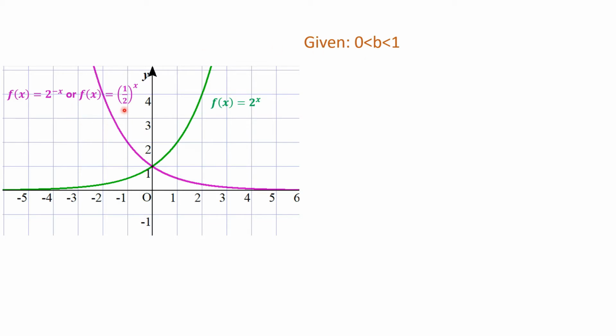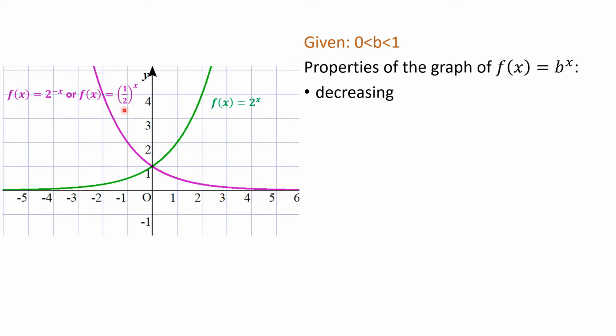Given that b is between 0 and 1, a fraction, the properties of the graph of f of x equals b to the x are the following. First, it is decreasing. We observe that in the purple graph. As x increases, y decreases. So it is decreasing. So that is the difference between the graph of f of x equals 2 to the x and f of x equals 2 to the negative x. When you make the exponent negative, it becomes a decreasing function.